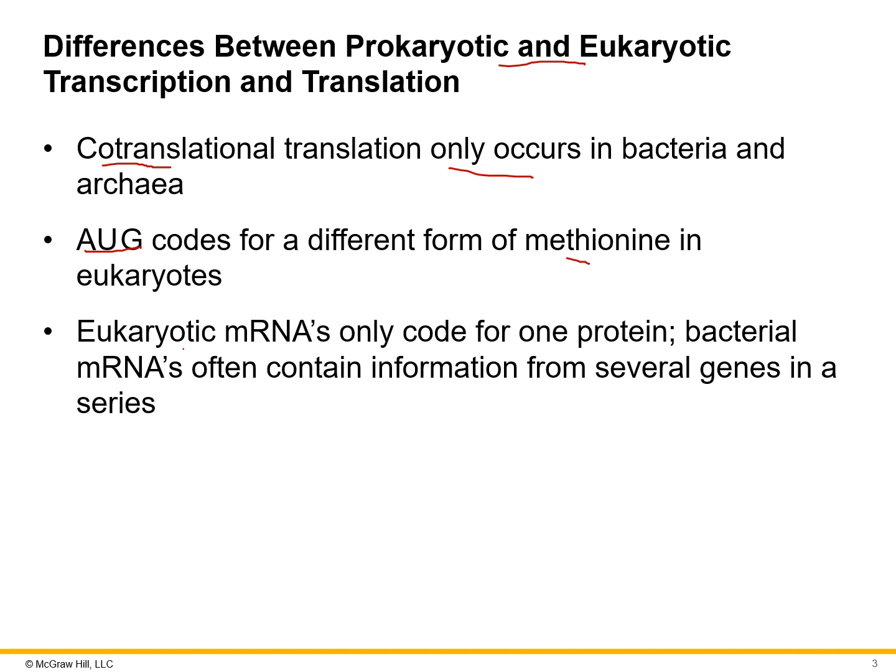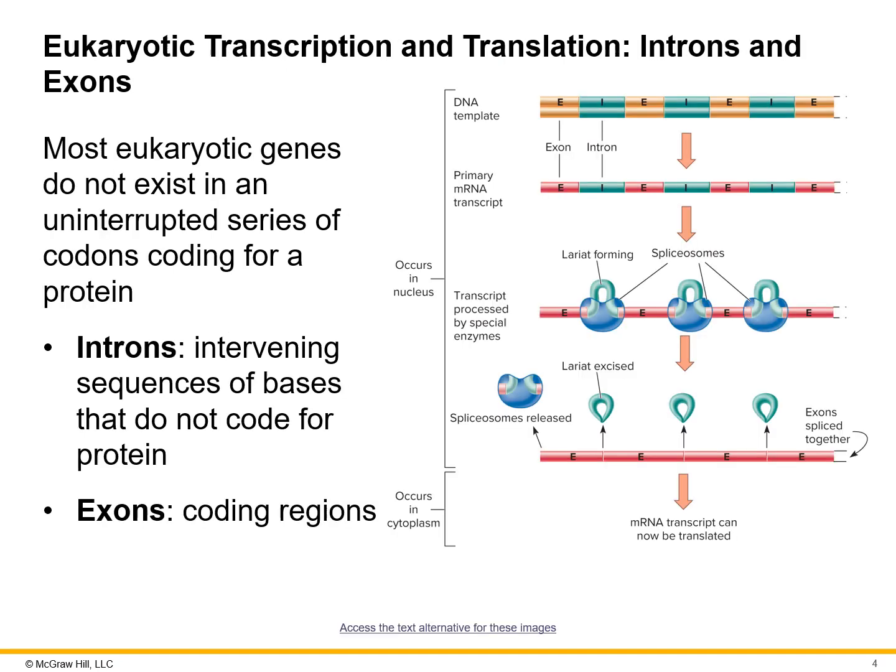And then eukaryotic messenger RNA only codes for one protein, whereas in bacteria, they can have operons or a series of several genes that are all linked together under the same promoter. So multiple proteins can be made from this really long messenger RNA. So it combines different genes onto one mRNA. Again, only found in prokaryotic cells.